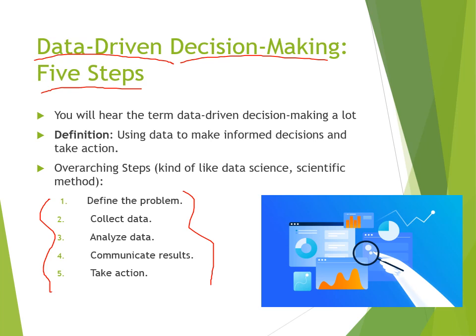So there is a definition here of the 5 steps. So using data to make informed decisions and take action. So again, this is kind of like data science, and if you remember the scientific method, these are basically steps to make sure that you're analyzing your data properly and that you can think about your data in a methodological or methodical way. So the steps are defining the problem, collecting the data, analyzing the data, communicating the results, and taking action. So it relates to the DIKW pyramid a little bit, just a different way to look at it.